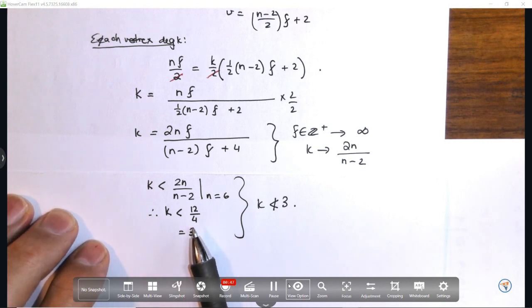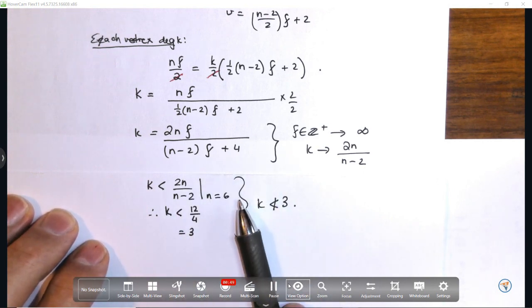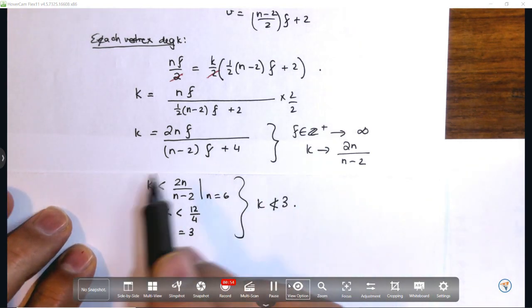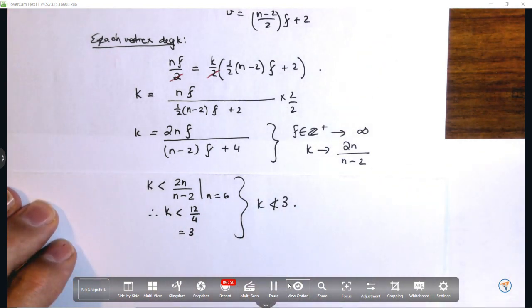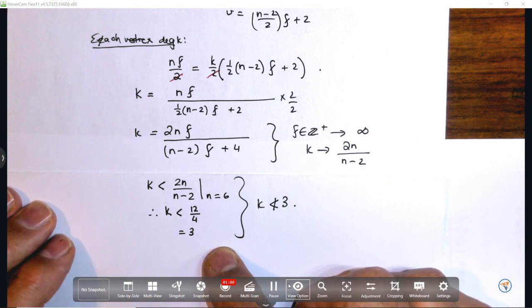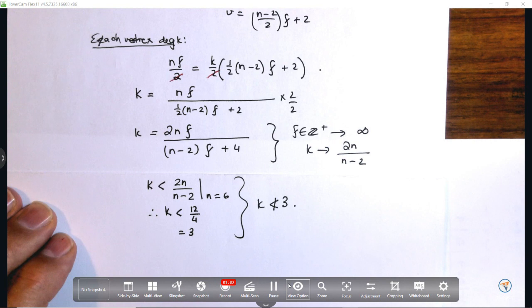So that tells us quite nicely that there are no other polyhedra. So the largest regular polyhedron that exists is a polyhedron that's made out of pentagons.